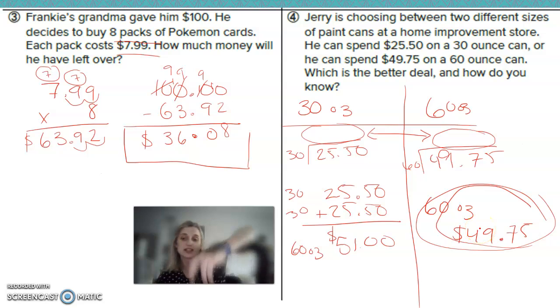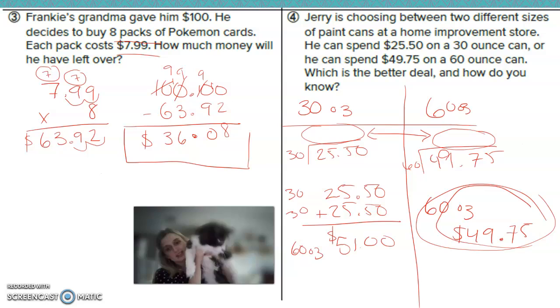Ta-da! We did some math, and we got to meet a very handsome, not very smart kitty cat named Mouse. Say bye!